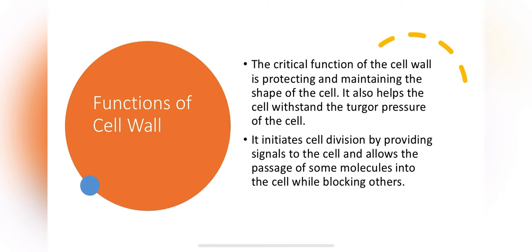Functions of cell wall. The critical function of the cell wall is protecting and maintaining the shape of the cell. It also helps the cell withstand the turgor pressure of the cell. It initiates cell division by providing a signal to the cell and allows the passage of some molecules into the cell while blocking others.